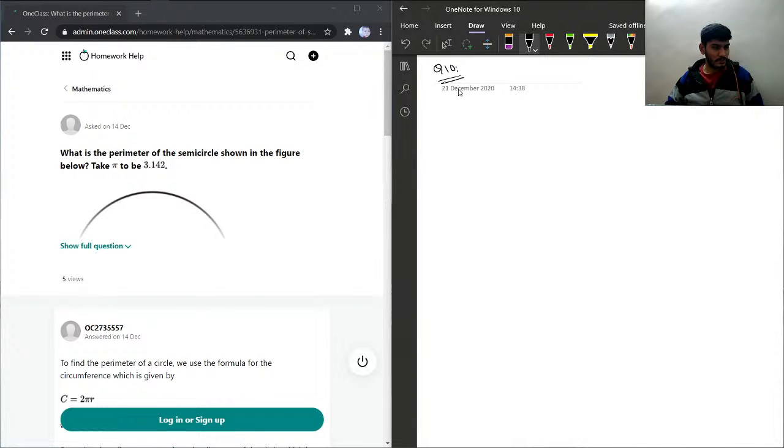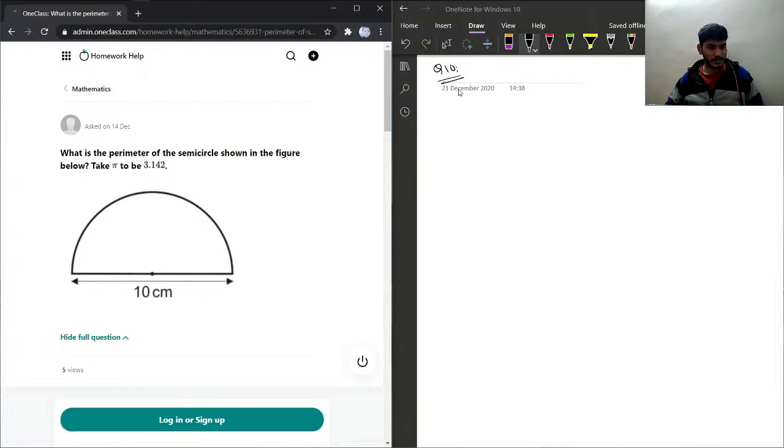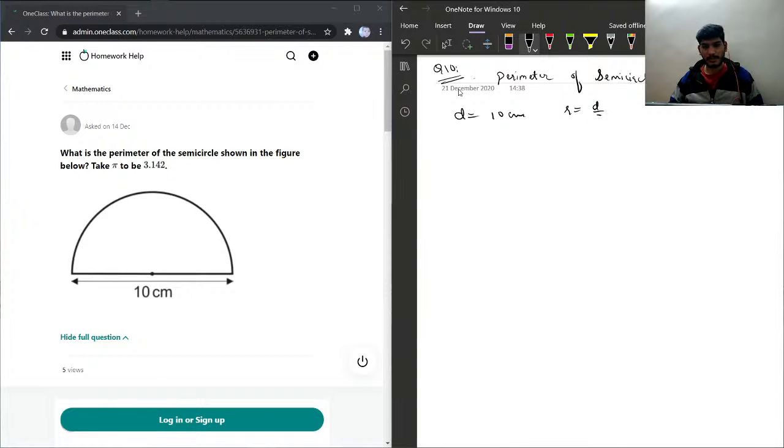So we need to find the perimeter of the semicircle shown in the figure below. Take pi to be 3.142. So for the perimeter of the semicircle, the diameter given here is 10 centimeter and the radius will be half of the diameter, which will be 5 centimeter.